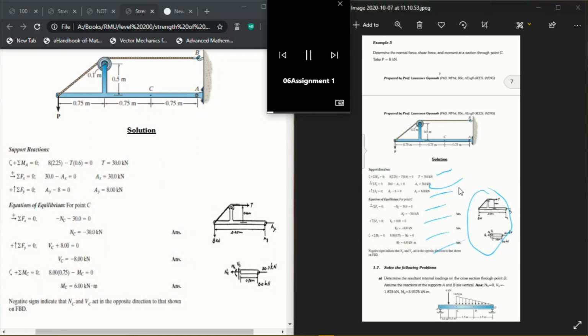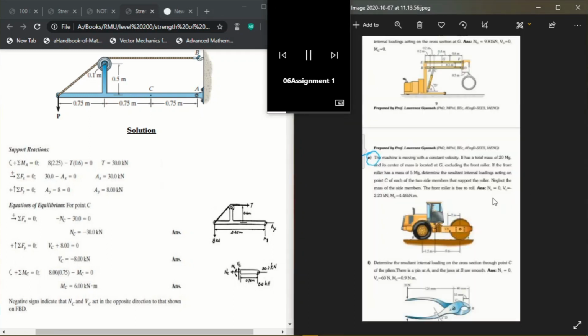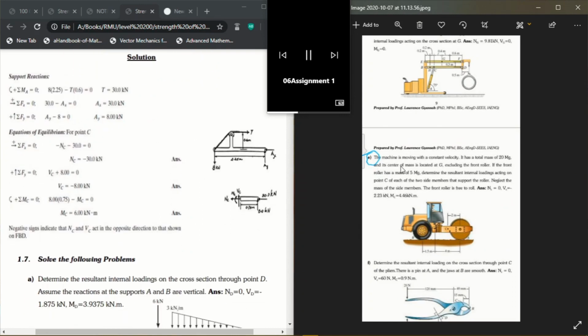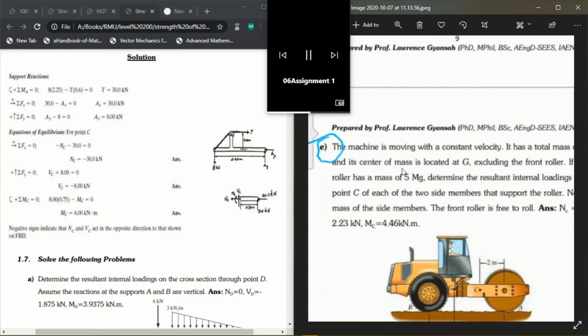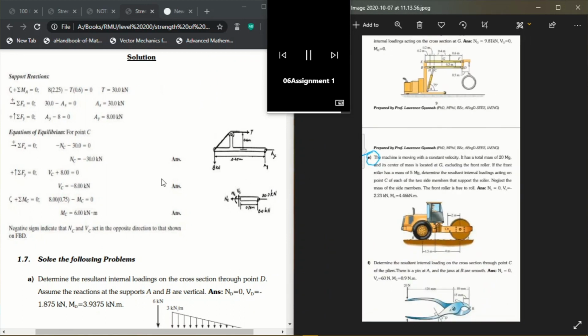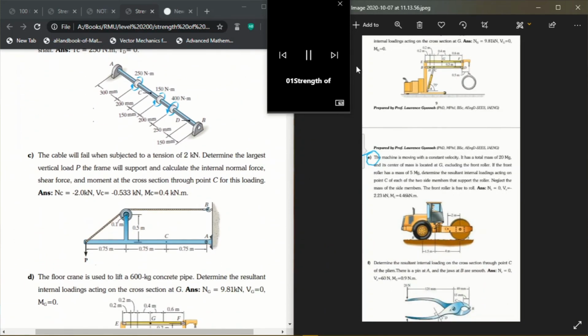So this is your assignment. Question E, page 10. It's your assignment. Submit it Friday morning, 9 a.m. If you don't submit, I will not mark it.